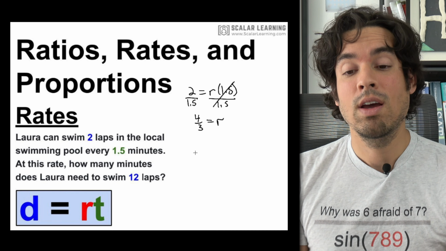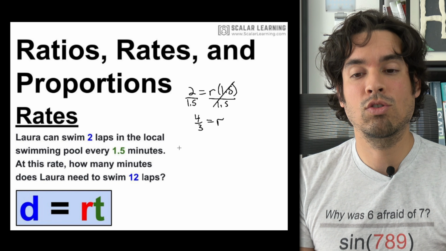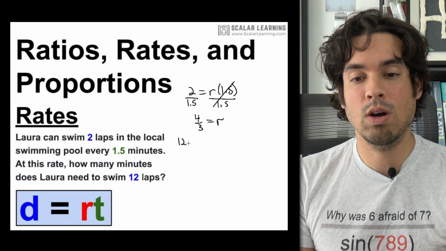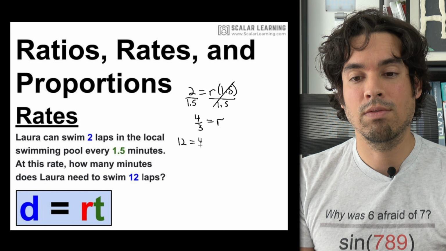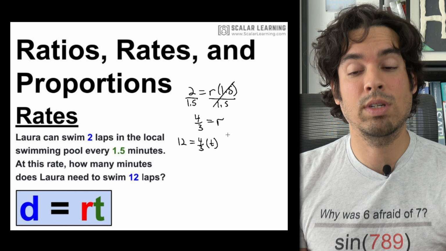All right, now I can plug this in again with this information. How long does Laura need to swim 12 laps? So now I've got 12 equals a rate of 4/3 times an unknown time. Okay, now we can solve this way.